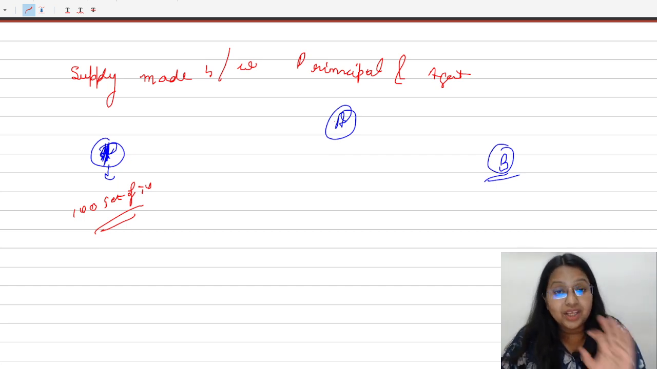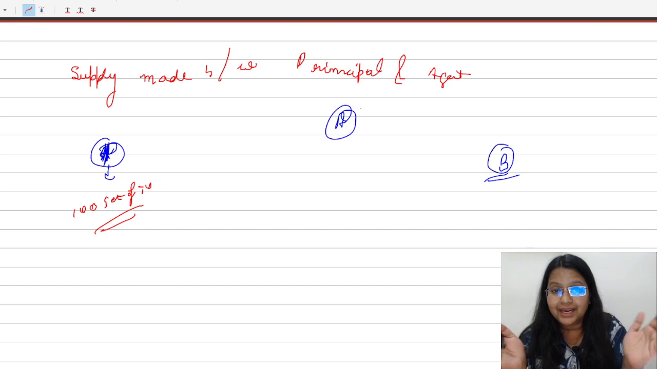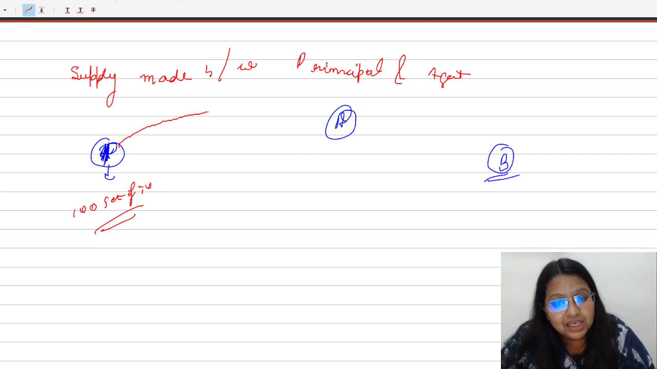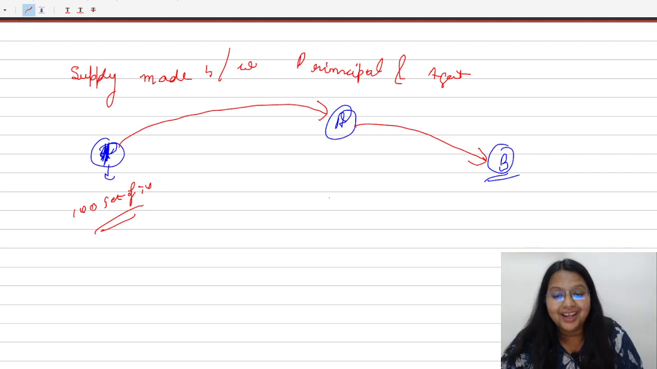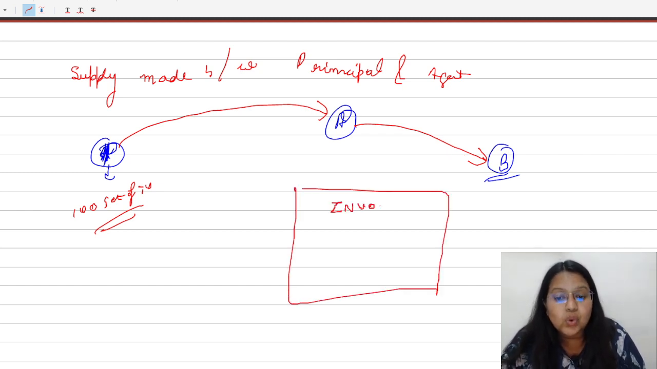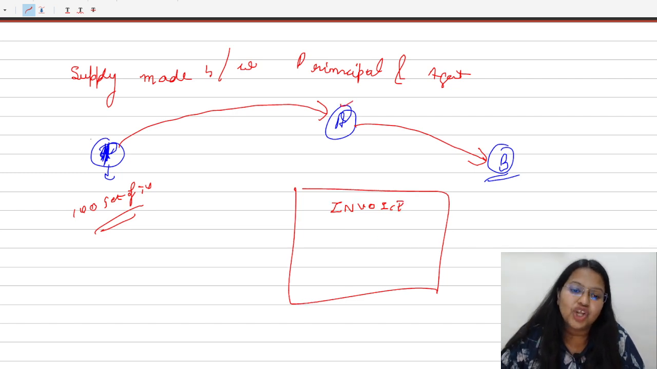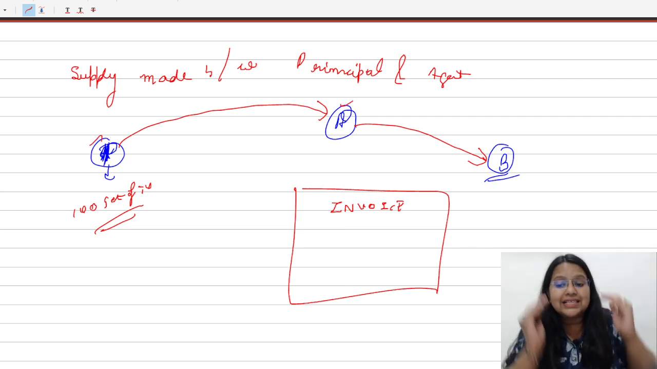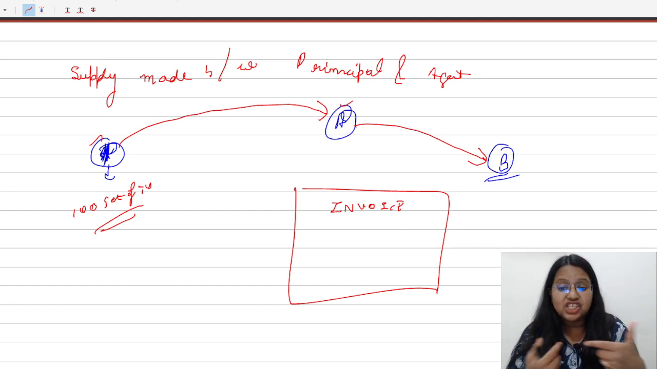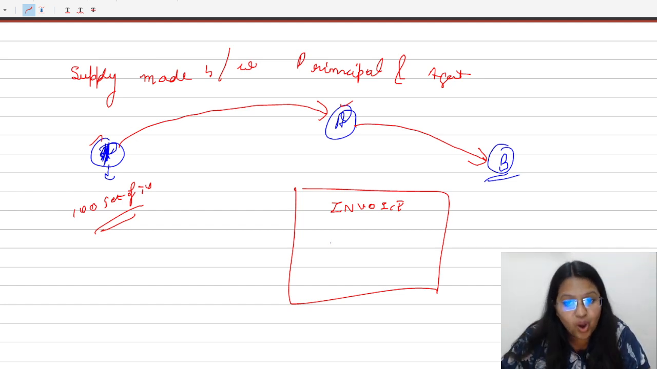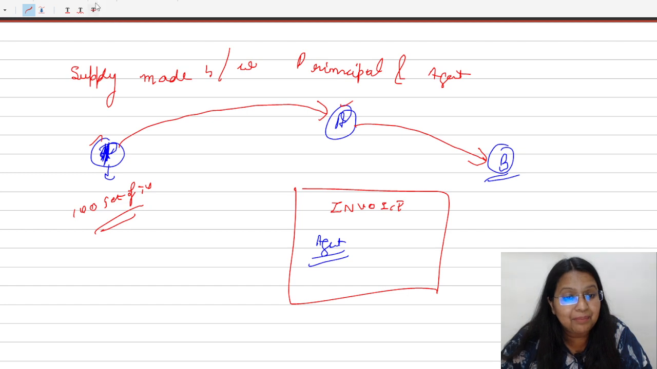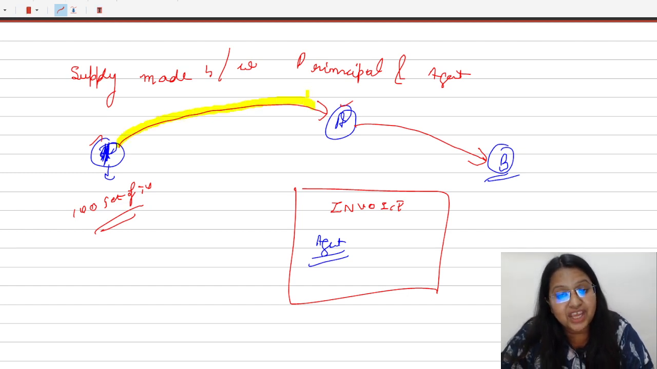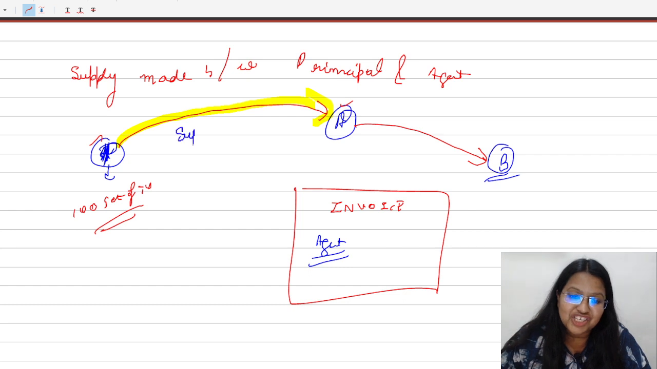Now, if there is actually a relationship of principal and agent here, the principal will send those TVs to the agent, and the agent will search out a prospective buyer and sell those TVs to the buyer. Now the important question: on the invoice, that is the bill, whose name should be mentioned as the seller, the agent or the principal? Obviously the principal, because the actual seller is the principal only, not the agent. The agent is just the mediator. But if the agent mentions his own name on the invoice, then the supply made from the principal to the agent shall also be considered as supply under GST.